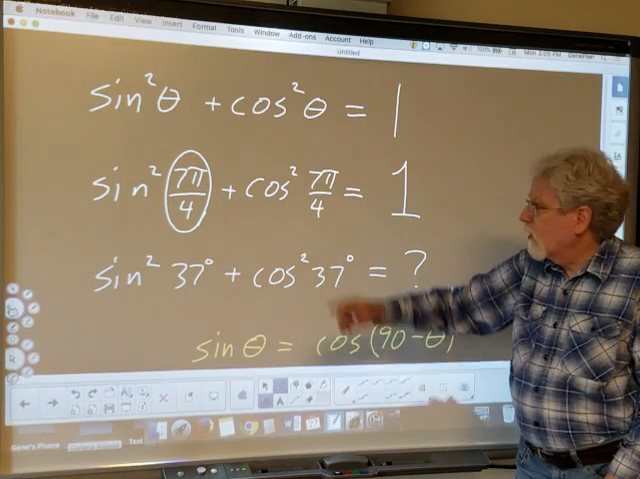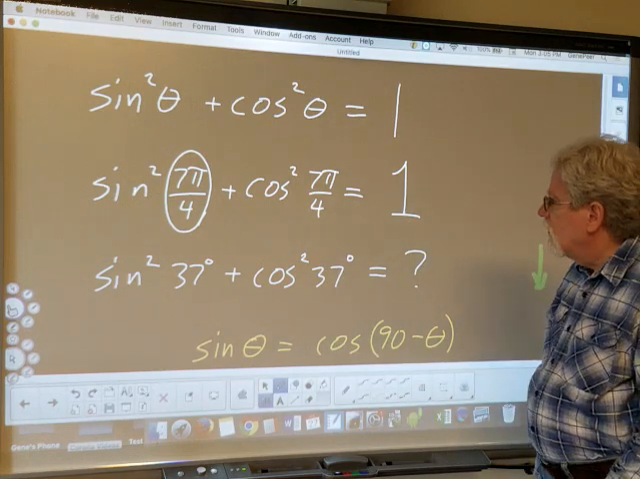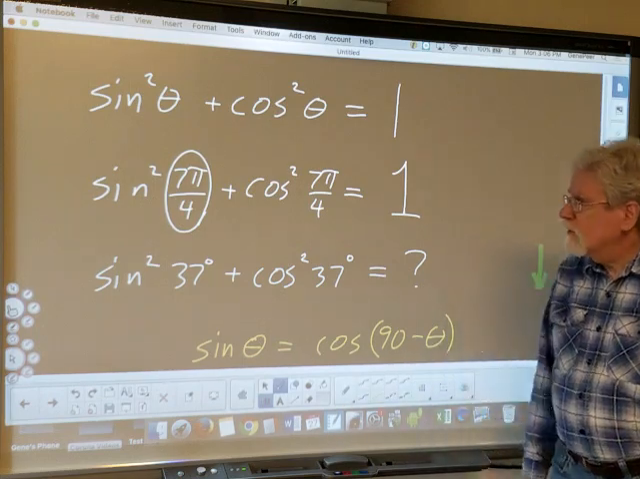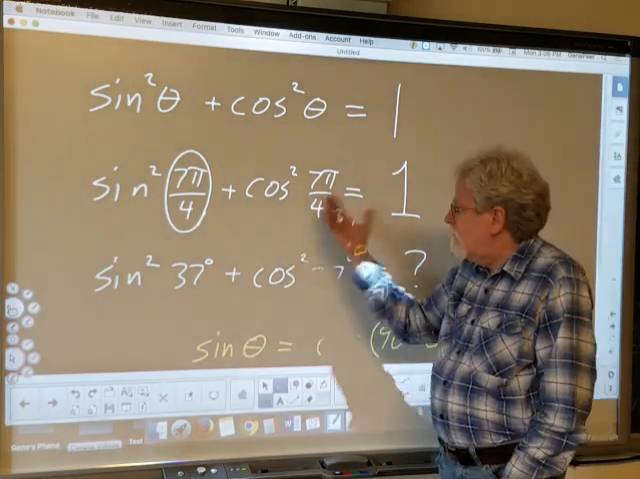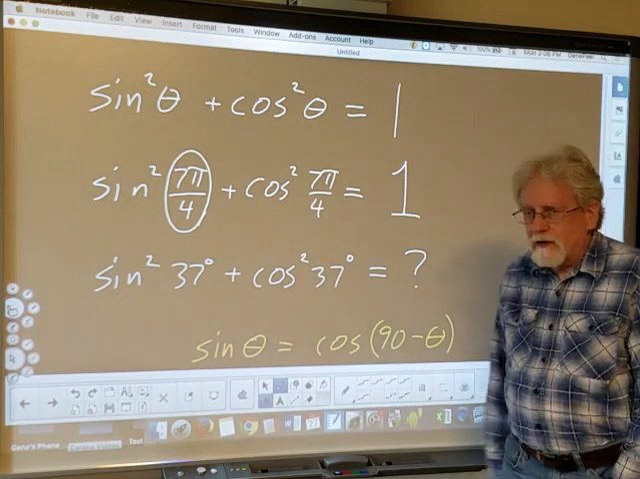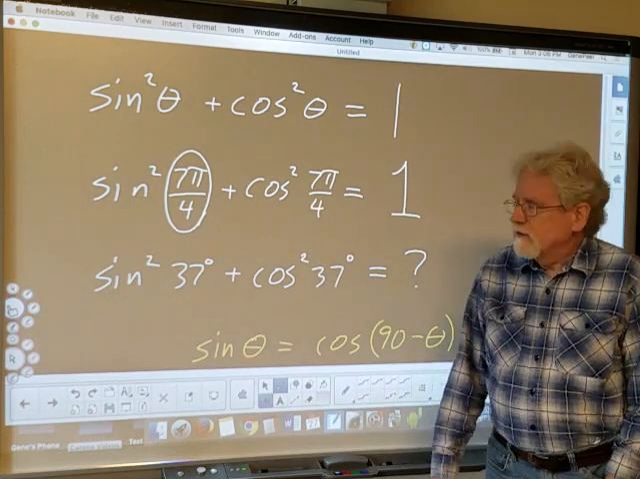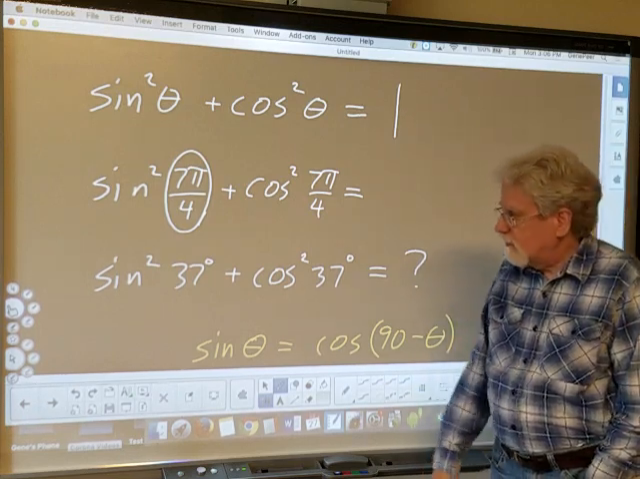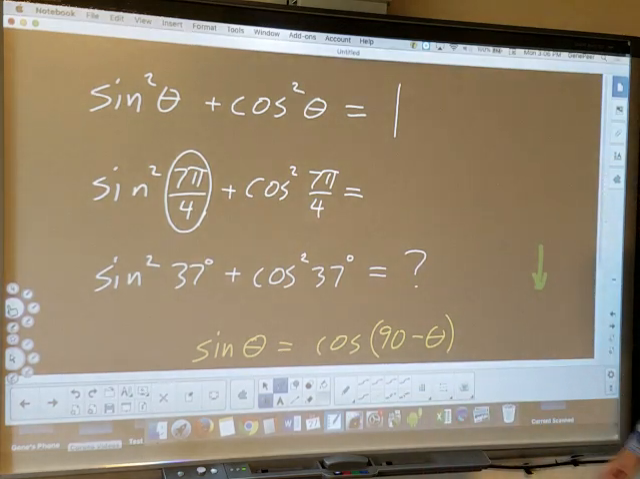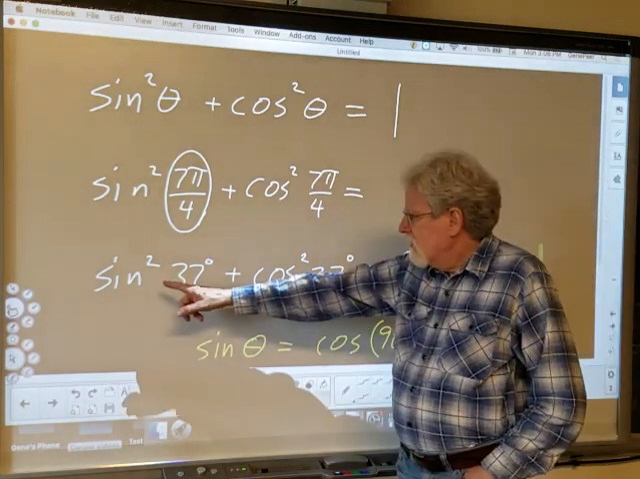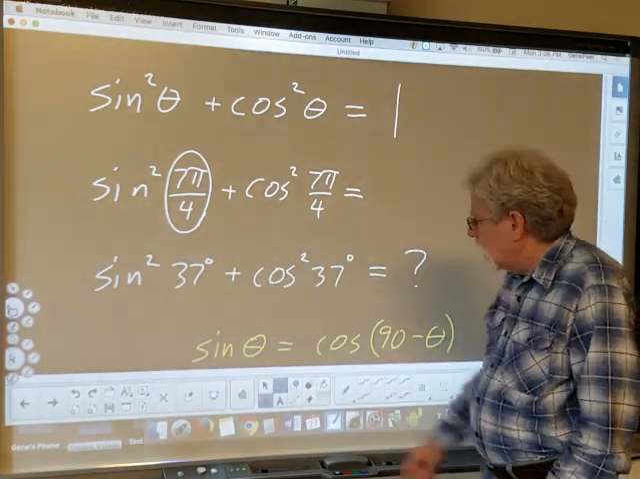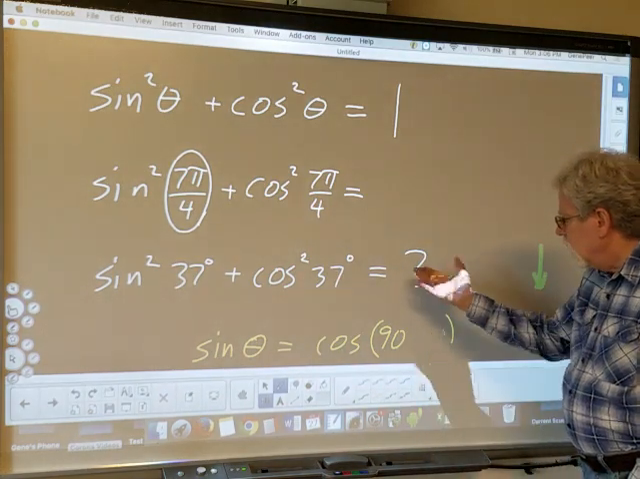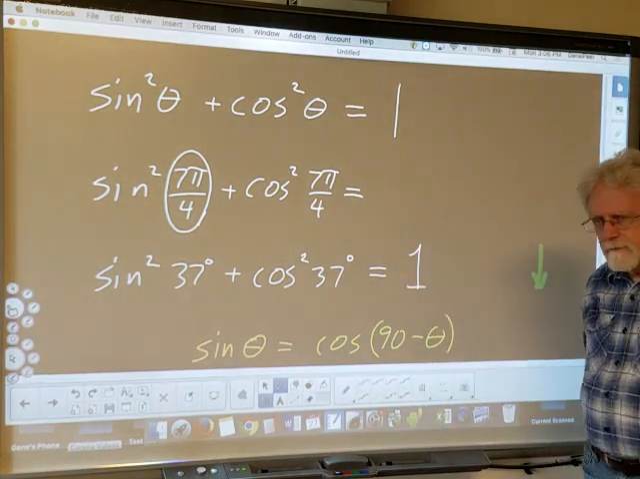This problem should take approximately 4 seconds for you to realize, oh, 1. It should not take you 10 minutes to try to figure out the values of the functions and square them and add them. What a waste. No. Actually, you should be able to do that in less than 10 minutes, but you get the idea. You shouldn't need to do it. Now, this guy is interesting. Sine, no, he's not interesting. It's more of the same thing. Sine squared of 37 plus cosine squared of 37 is 1.